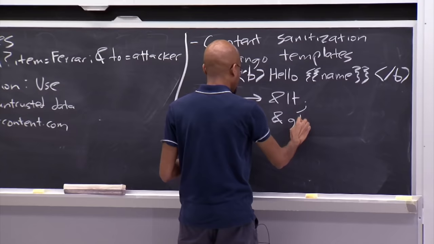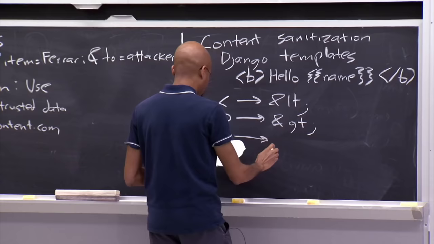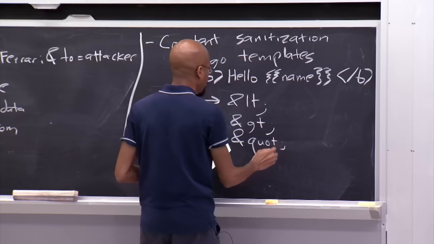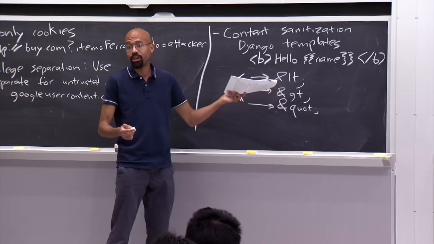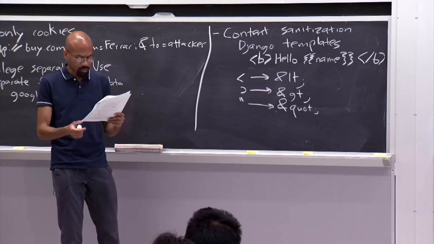You know, double quotations get translated into ampersand quote, and so on and so forth. And so what this ensures is that if the content the user put in name actually tries to contain angle brackets or things like this, then it'll basically be neutered, right? And it'll be translated into something that will not be interpreted as HTML on the client-side browser. So does that make sense?